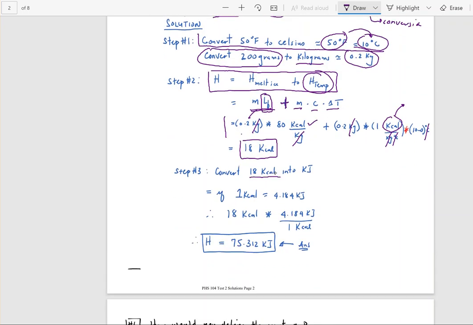So we want to convert that kilocalories down into kilojoules. We know that 1 kilocalorie is 4.184, or 4.2 kilojoules. Once you know that conversion, you can go from 18 kilocalories to kilojoules, which will be 75.32 kilojoules.